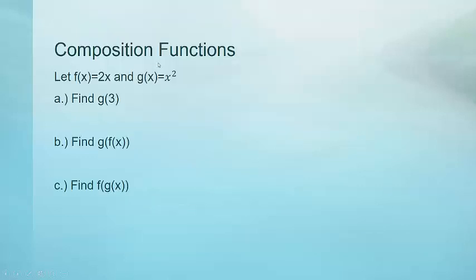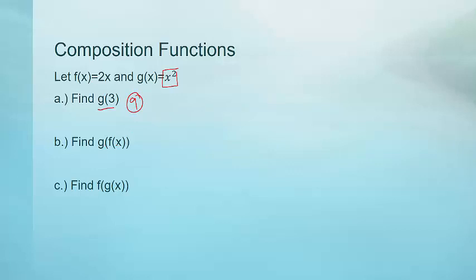So I want to turn our attention to more composition functions. I'm going to get a little bit more interesting here. So letter A is actually review. This does not say find g times 3, it says find g of 3, meaning what is the output of that function if I use 3 for x? So of course it's going to be 9.